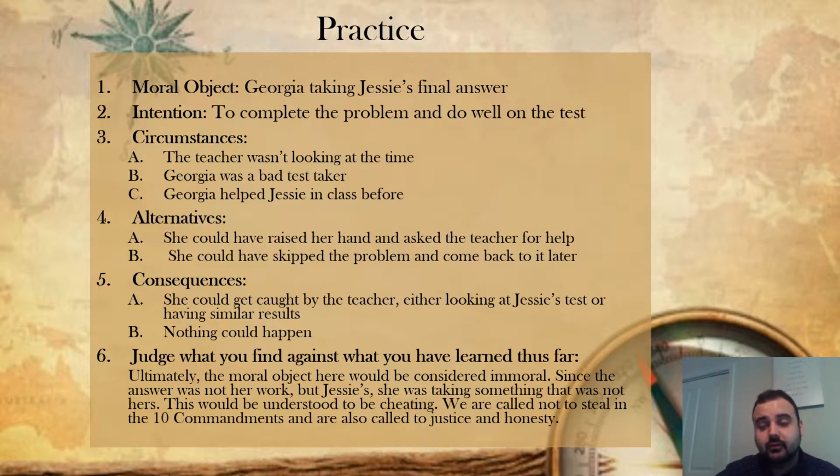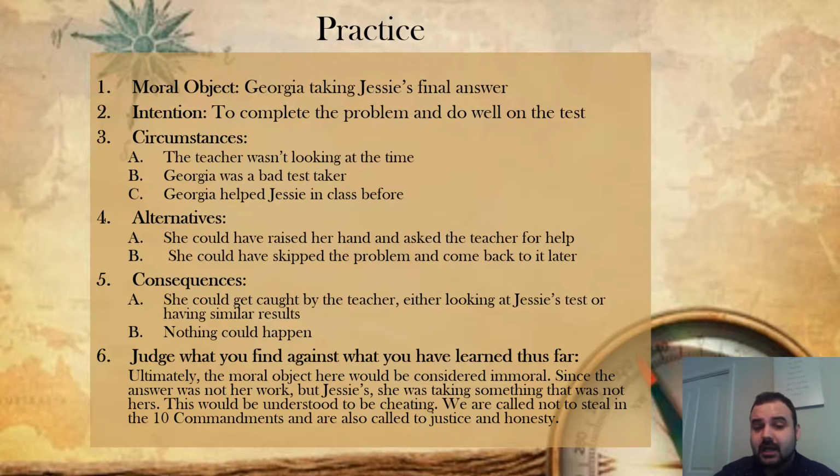Well, instead of taking Jessie's final answer, she could have raised her hand. Maybe she could explain the teacher's situation, ask for help. Maybe she could have skipped the problem and come back to it later and see if there's other problems in the test that could help her, or if she remembered something. Perhaps if she knew that she was a bad test taker, she could have tried to handle that ahead of the test and spoken with the teacher, as opposed to always knowing she's a bad test taker and then trying to handle things last second.